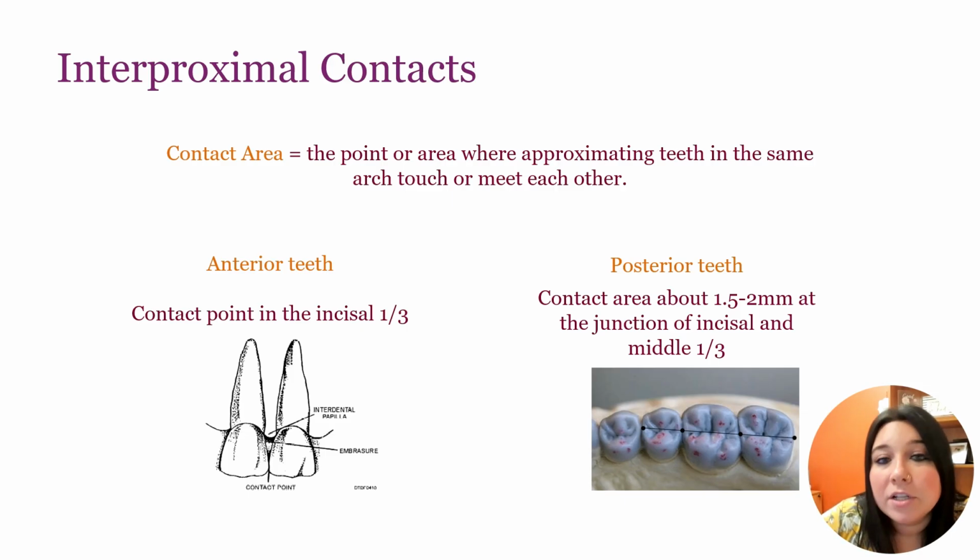Again, contact areas serve a few purposes. One is to keep food from getting packed in between the teeth. It also helps to stabilize the arches so they're not shifting and moving. If there is no contact at all, food can easily become impacted in the area, which can cause periodontal disease, plaque buildup, and ultimately recurrent decay.